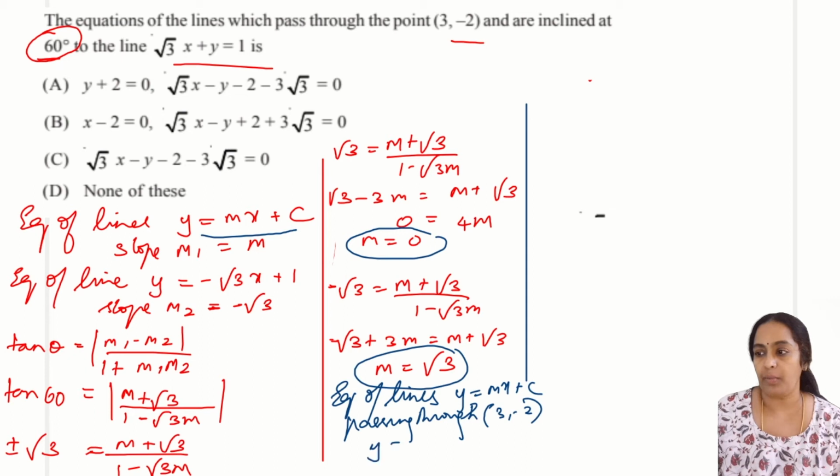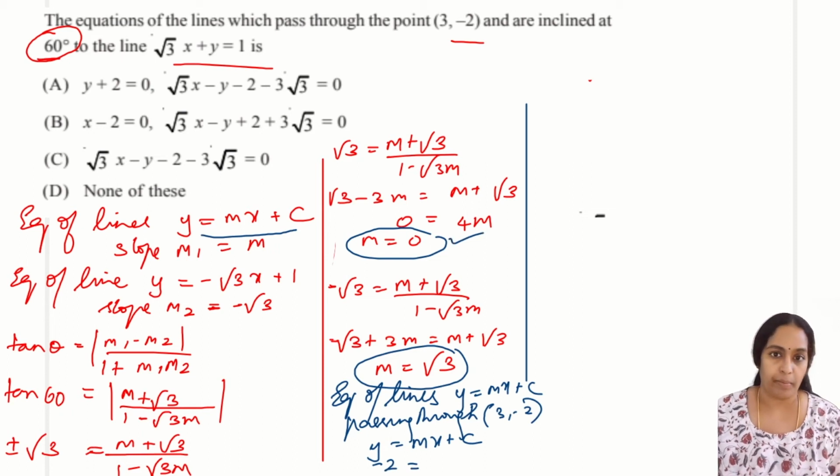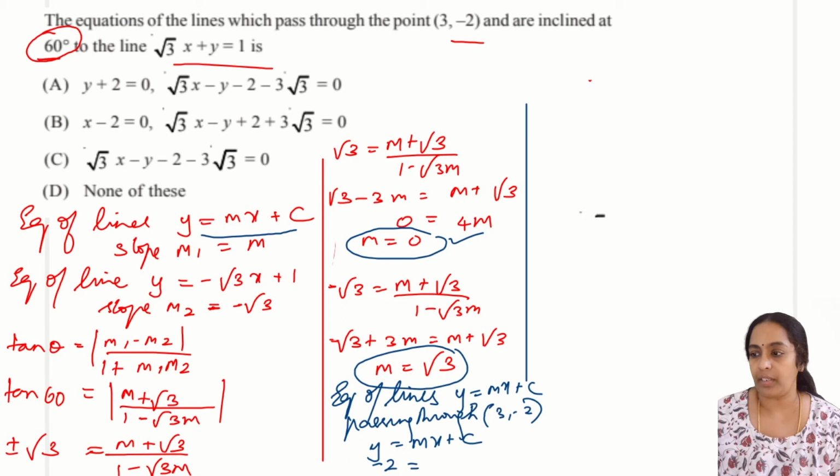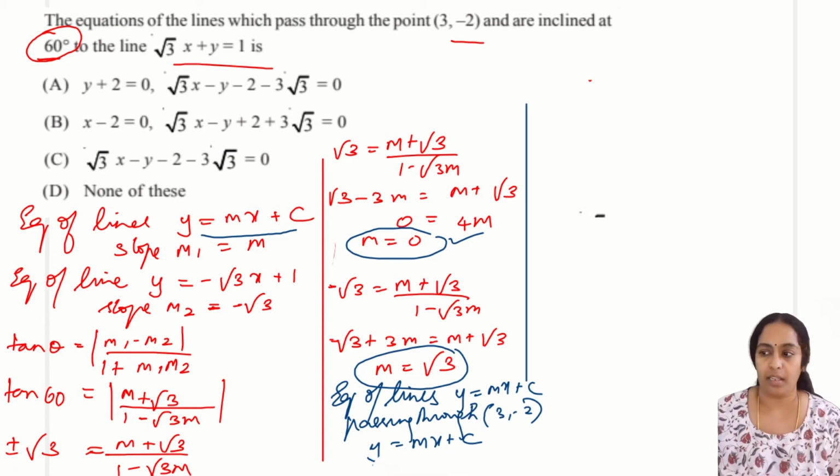So y equals mx plus c. Y is minus 2, which will be equal to m is 0. If I take the first slope, m is 0, I will have the c value to be minus 2. So what will be my equation now? If c is minus 2, again substitute the value of c in the equation of the line.